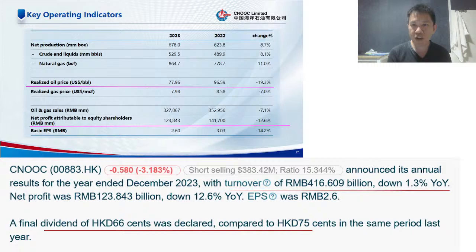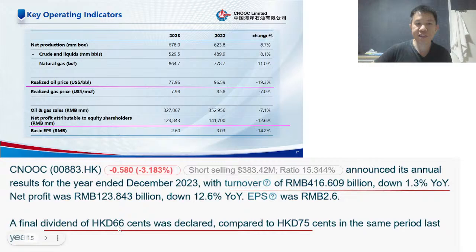So, revenues were down 1.3%. Earnings were down about 12.6%. One thing about them is that their earnings are strongly correlated to the oil prices. You look at the realized oil prices that they sold: $93 was in 22, where they reported record earnings. Then the oil prices for 23 came down a bit, they realized a lower price, that's why the earnings also declined. So their final dividend also reduced because of the drop in their earnings.